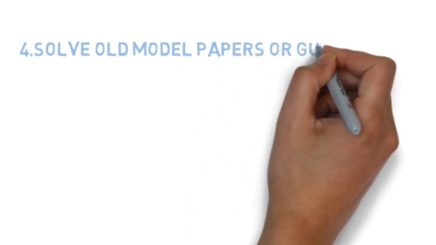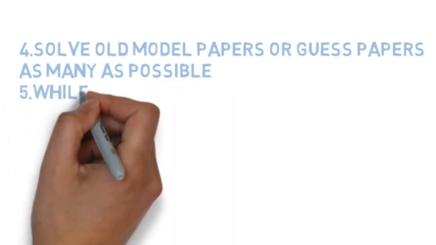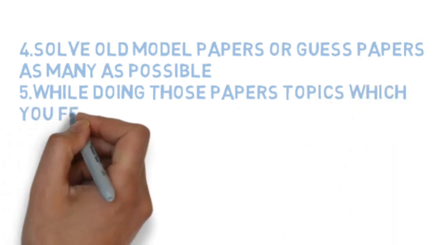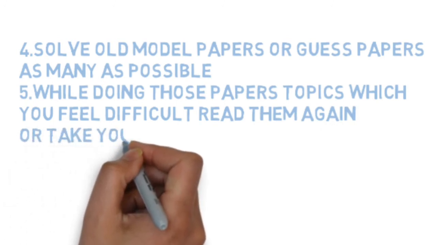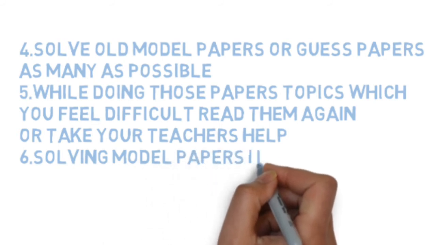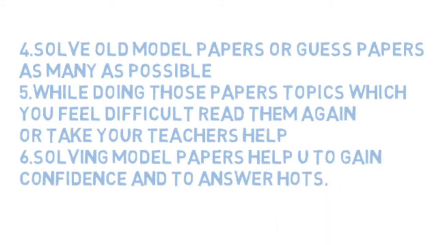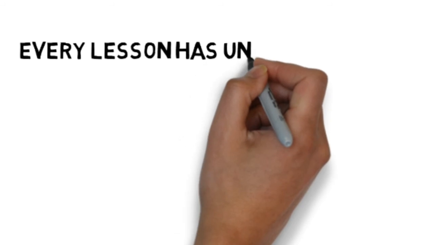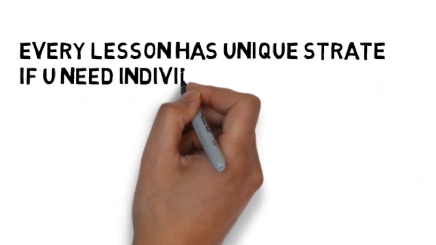Coming to other things, solve old model papers. However, this is the first time you are writing the full syllabus, so you don't have model papers, you have guess papers. Try to solve them. And while solving the guess papers, wherever there is a topic which you feel is difficult, read only that topic in the textbook. And if you are not able to understand the topic easily, ask your teachers. Solving model papers helps you to understand a variety of hot questions and twisted questions. And remember, every lesson has a unique strategy for you to prepare.